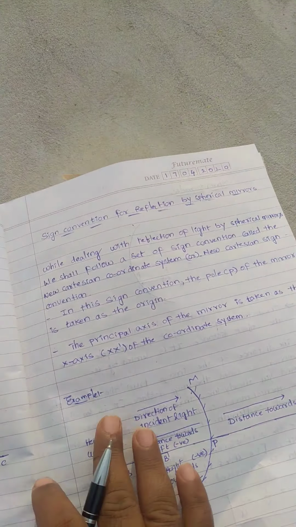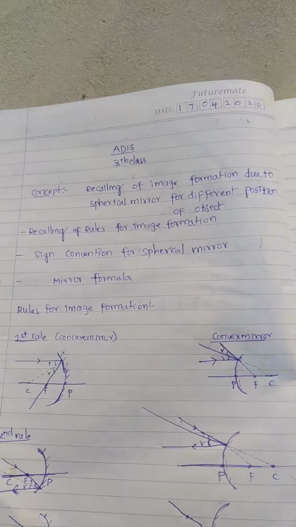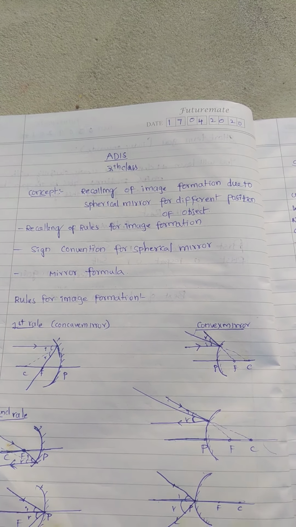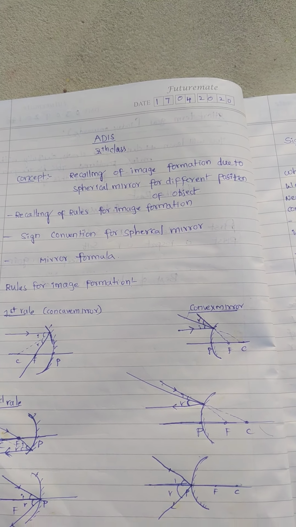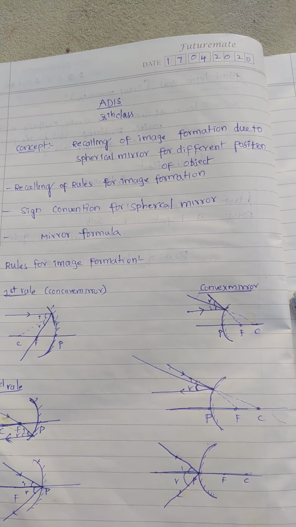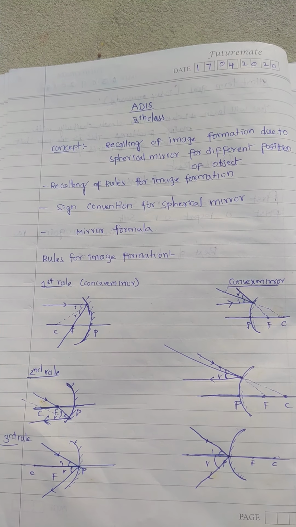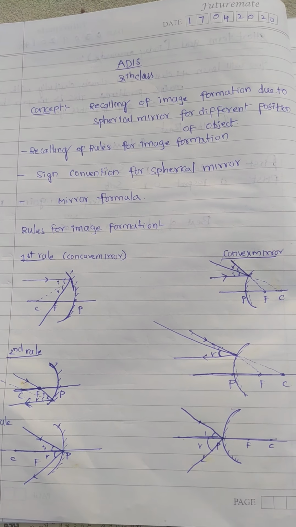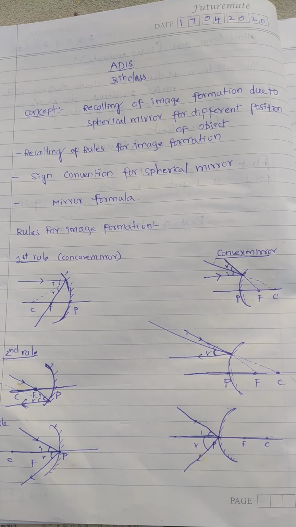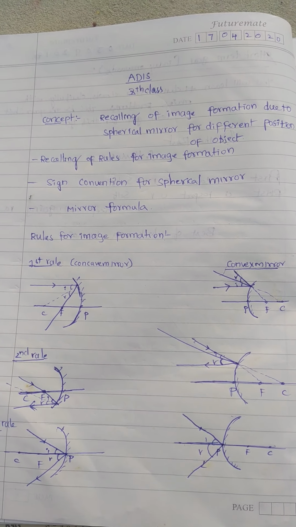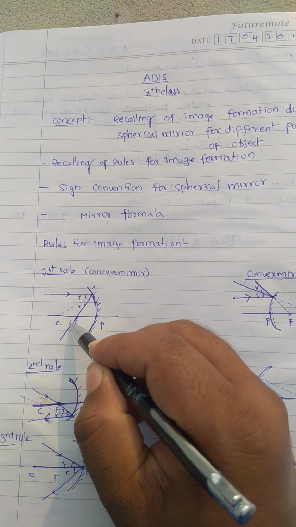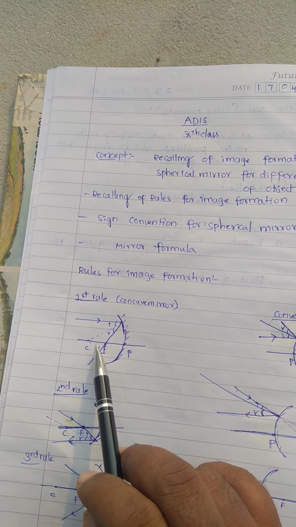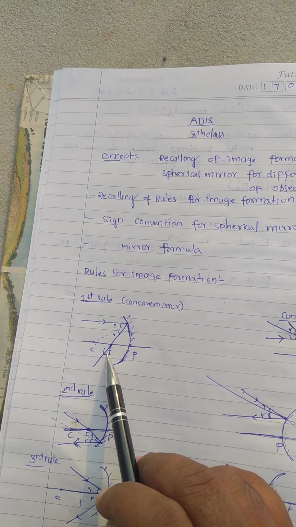And today I'm going to this concept: recalling of image formation due to spherical mirrors for different positions of the object, and recalling of rules for image formation. I already gave notes on these rules, and within 1 minute I will discuss them. See clearly here. For a concave mirror, the first rule is: when a light ray passes parallel to the principal axis, after reflection it passes through the focus of the spherical mirror.